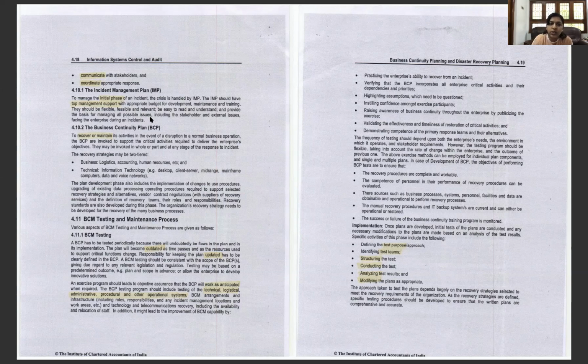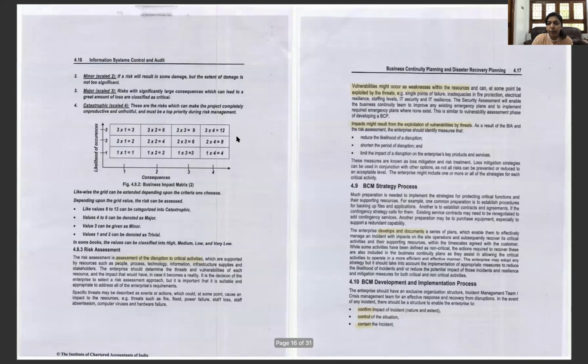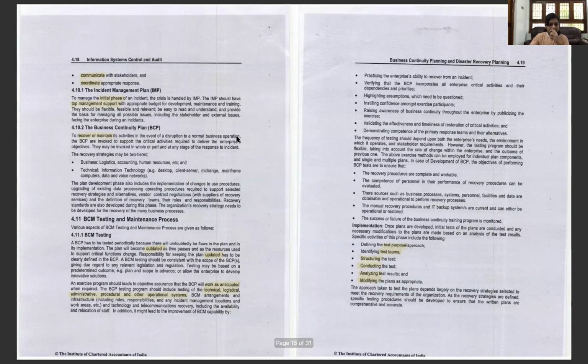Next one is business continuity planning. We have already seen it. It is to recover or maintain its activities in the event of disruptions to normal business operations. Okay, so this is for business continuity management, development, and implementation process. Next, we are going to be seeing the testing and maintenance process.